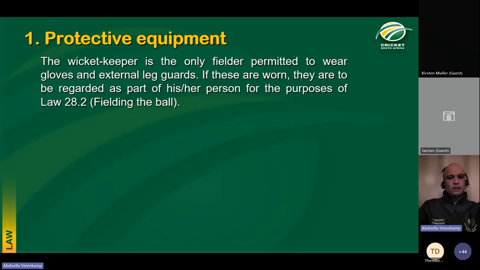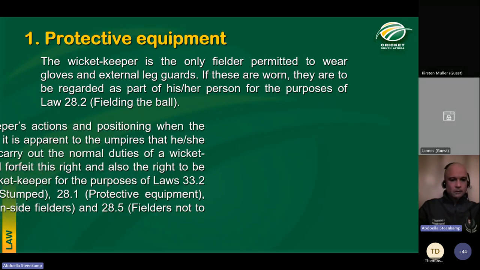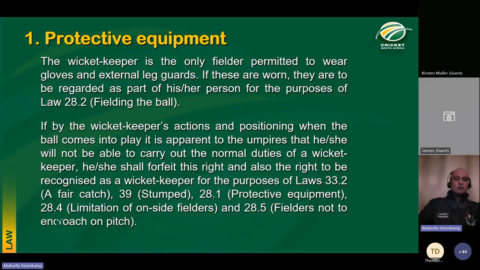And the gloves now worn by the keeper and the external leg guards, the keeper can use for the purpose of fielding the ball. If by the wicketkeeper's actions and positioning, when the ball comes into play, it's obvious to the umpires that the keeper now is not able to carry out the normal duties of the wicketkeeper, that keeper shall now forfeit the right to be seen or to be recognized as a keeper.